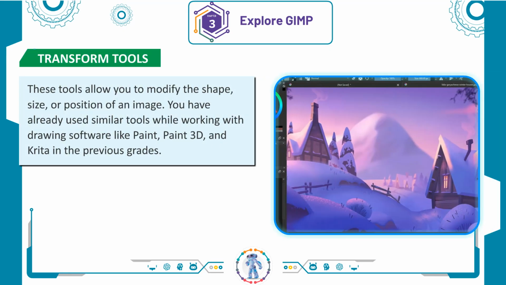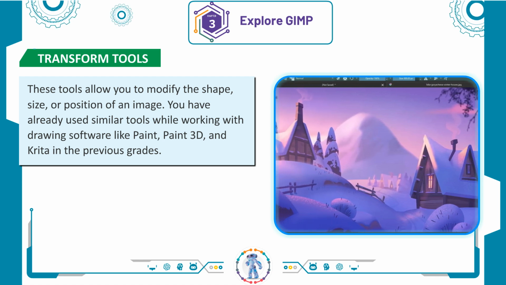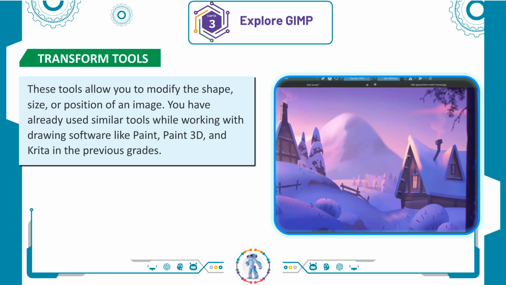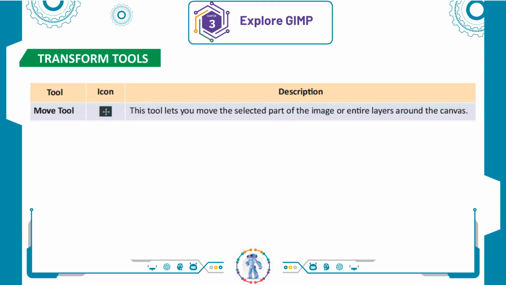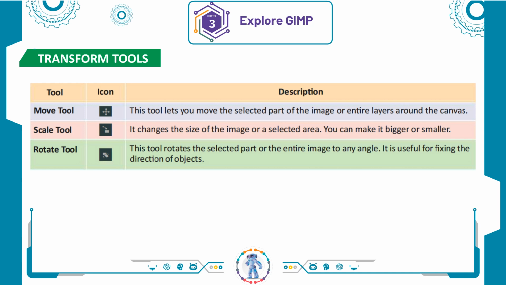Transform tools. These tools allow you to modify the shape, size, or position of an image. You have already used similar tools while working with drawing software like Paint, Paint 3D, and Krita in the previous grades. Tool. Icon. Description. Move tool. This tool lets you move the selected part of the image or entire layers around the canvas. Scale tool. It changes the size of the image or a selected area. You can make it bigger or smaller. Rotate tool. This tool rotates the selected part or the entire image to any angle. It is useful for fixing the direction of objects.